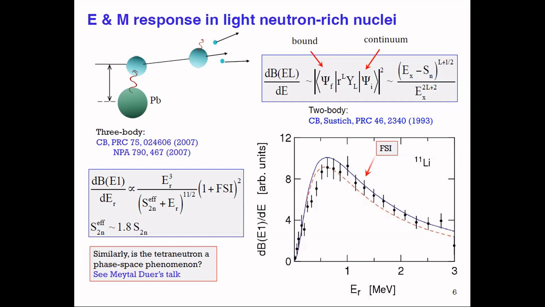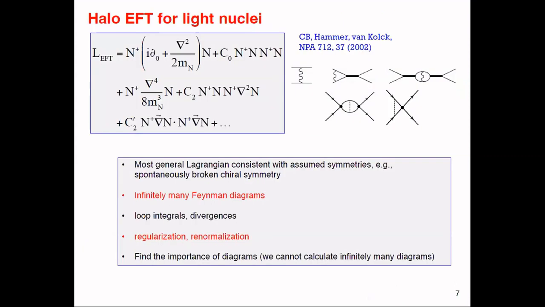So Maytal Duer is going to give a talk later today, and she's going to talk about the tetraneutron. There are some theorists who think that the tetraneutron resonance is a phase space phenomenon. It's not a resonance. It's all open to discussion. We don't really know, because we know in neutron-rich nuclei there are de facto resonances, not only phase space problems, right? Michael? Right? Yeah. Okay.